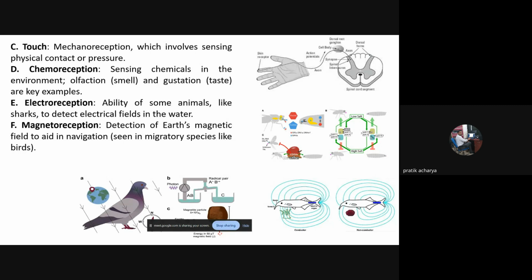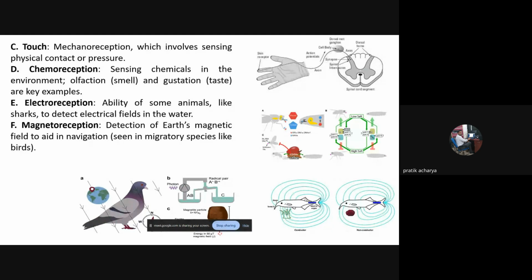And the last one is magnetoreception. Another modality, where the organism uses these sense organs for detection. Magnetoreception means detection of Earth's magnetic field to aid in navigation. Certain birds have certain tissues with magnetic constituents, and those are responsible for directing the bird according to Earth's magnetic field. Detailed description is not required.